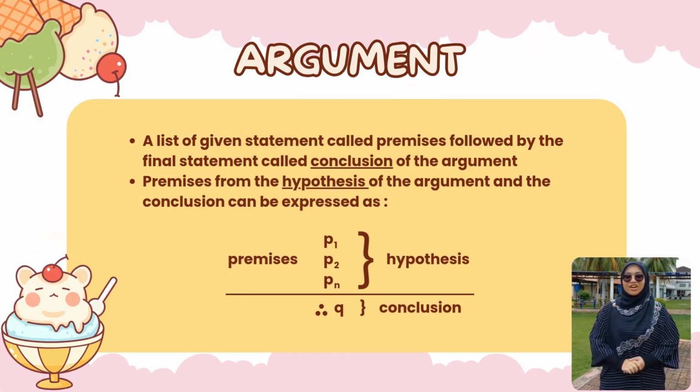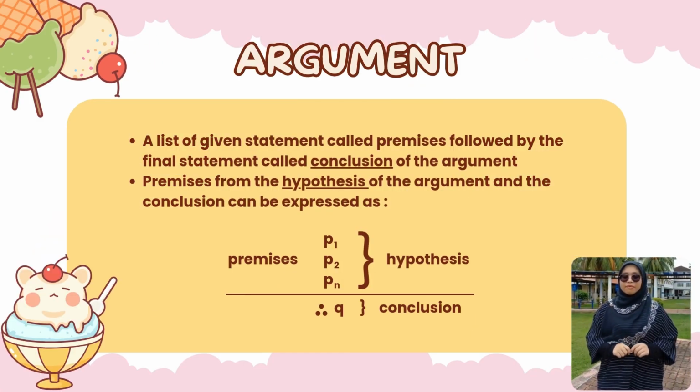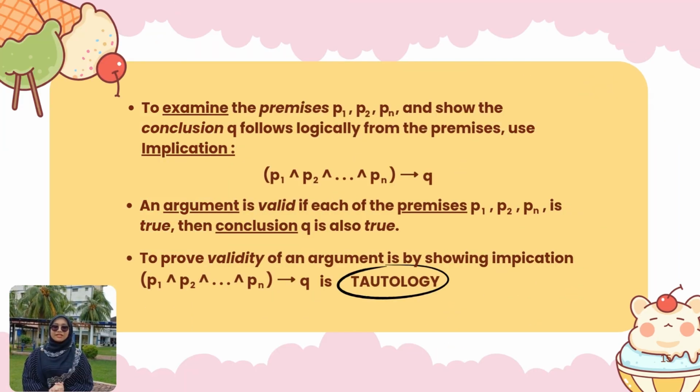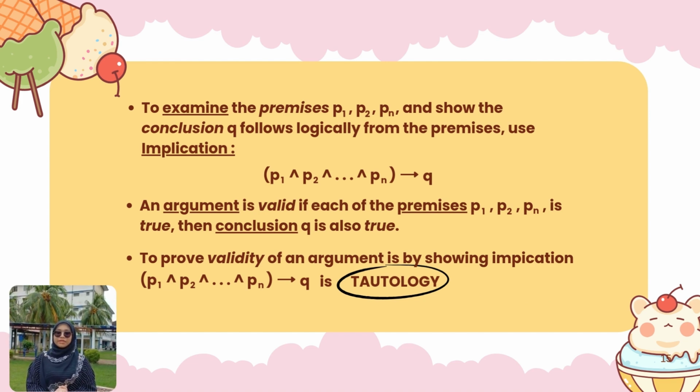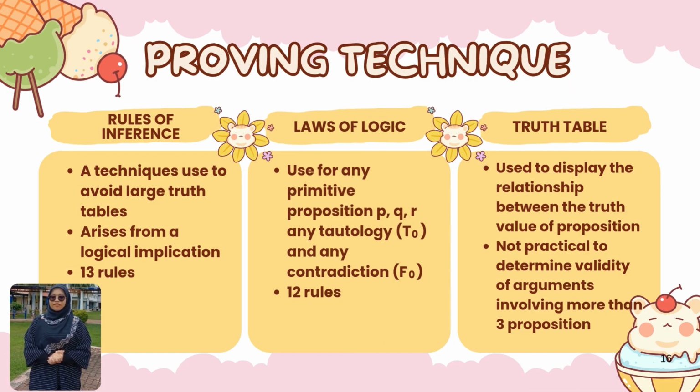An argument is a list of given statements called premises, followed by the final statement called the conclusion of the argument. Premises form the hypothesis of the argument and the conclusion can be expressed as above. Define the premises and show the conclusion follows logically from the premises. Use implication. An argument is valid if each premise and conclusion is true. To prove validity of the argument is by showing the implication is a tautology. Rules of inference is a technique used to avoid large truth tables. They arise from a logical implication.